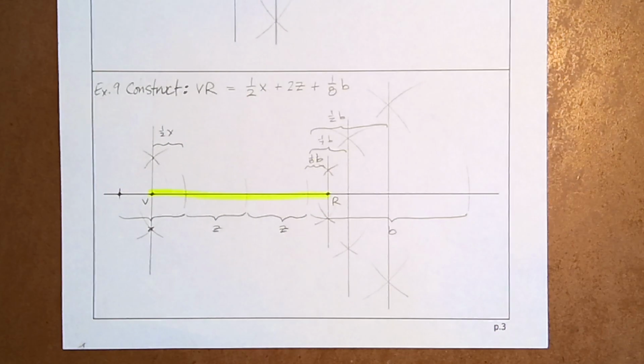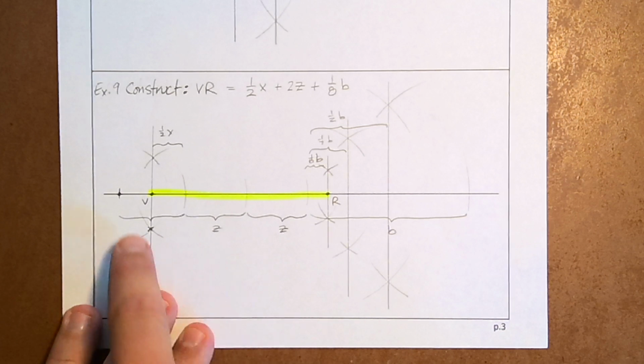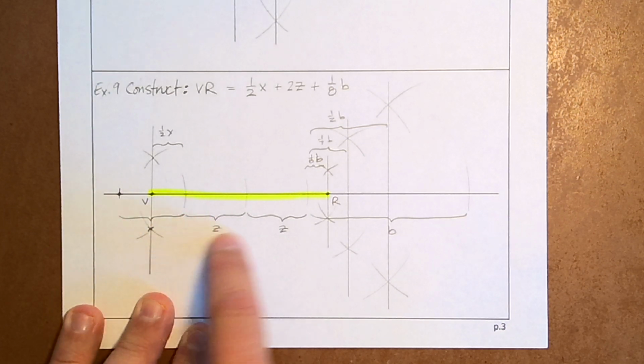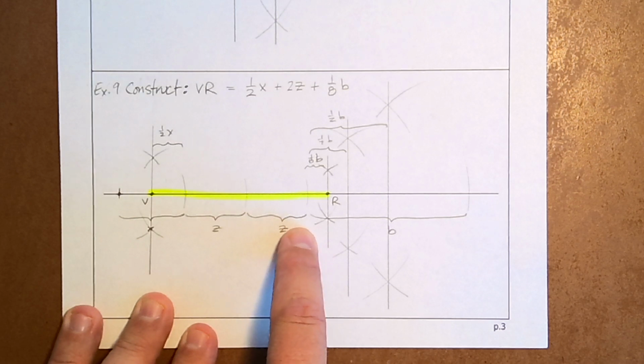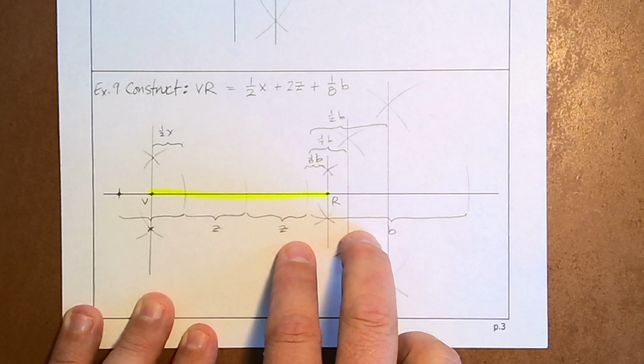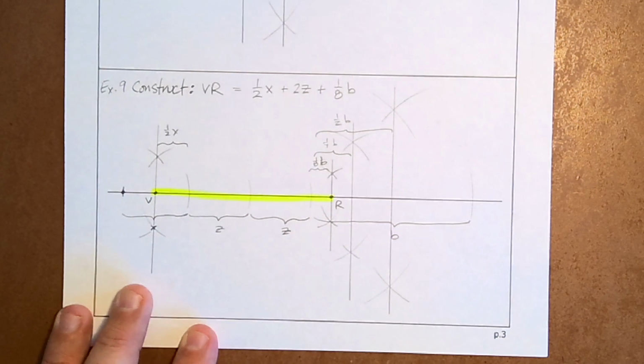Here is your line segment VR. Right, so you should have done your X and then cut that in half, then added on your Z's like that, added on your B, cut that in half, cut that in half, you get your fourth and then your eighth.